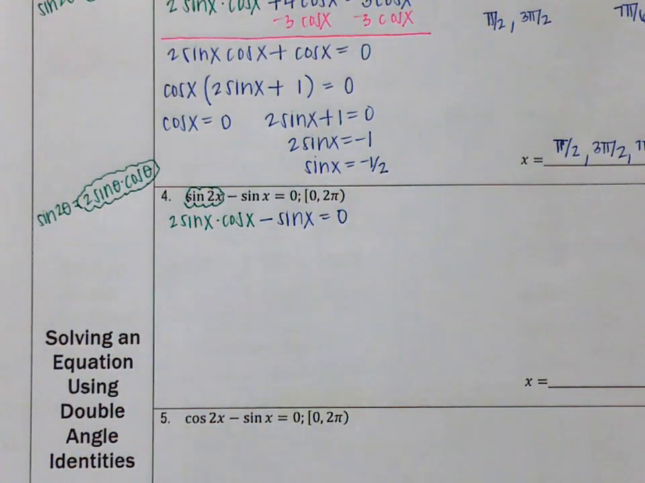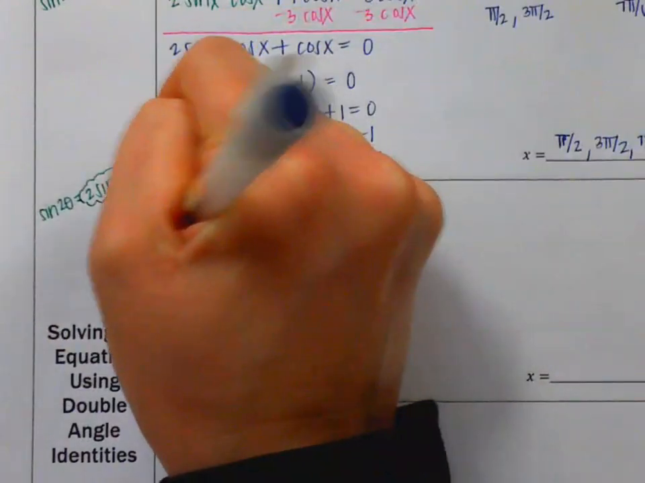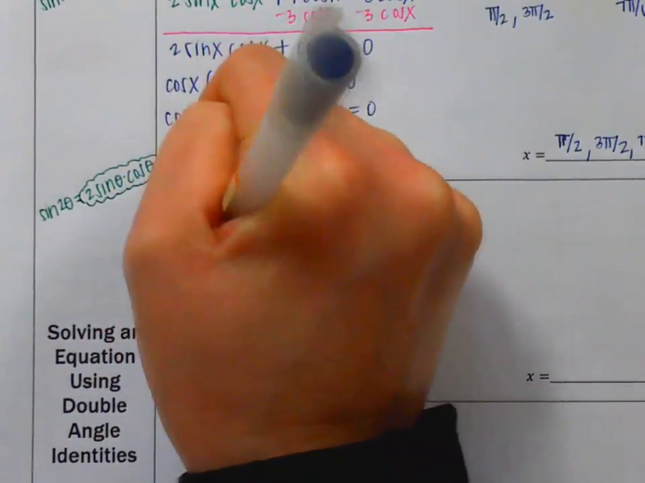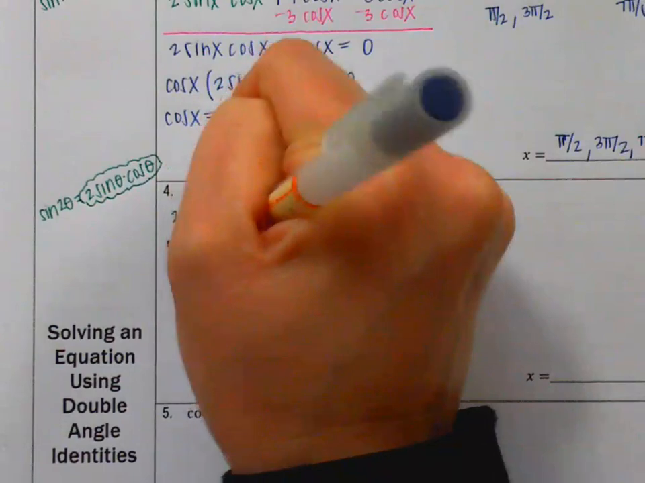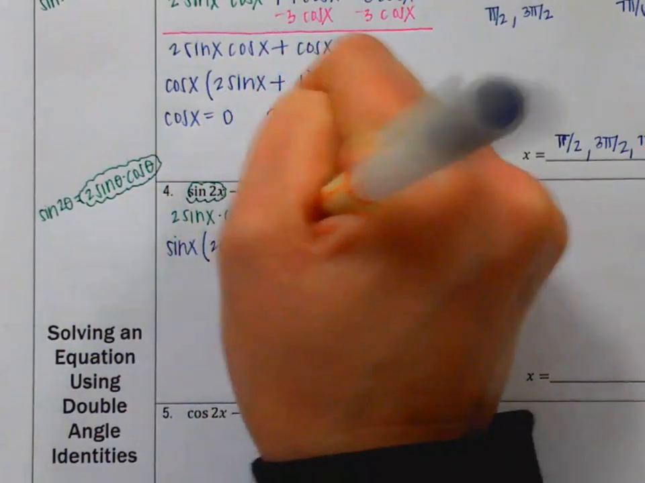Okay, so now I have everything on one side, so that step that I did up above, I don't need to do. Now I'm just thinking, is there anything I can factor out? Between 2 sine x cosine x and minus sine x, they both have a GCF of sine x. So I can factor that out. That would be sine x, and then I'm left with 2 cosine x minus 1.